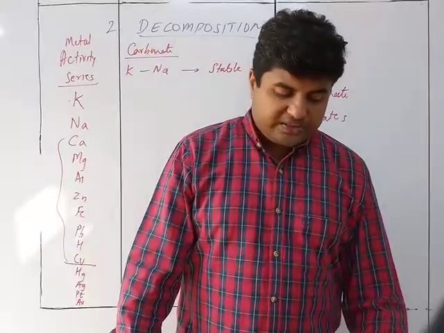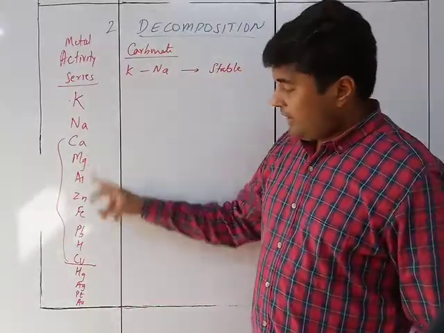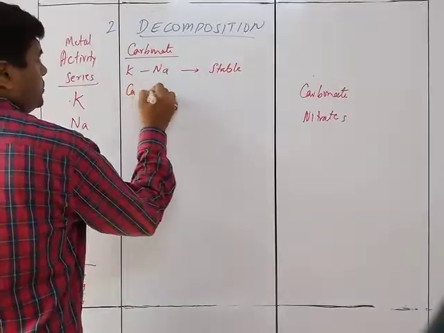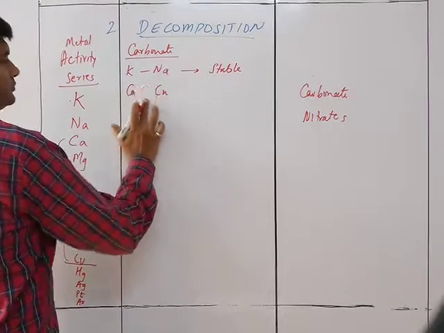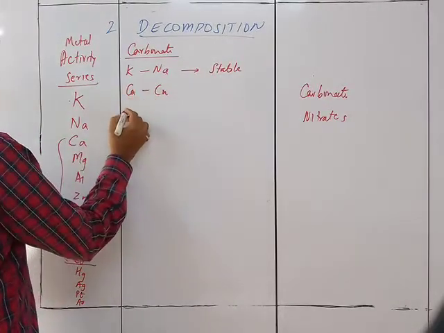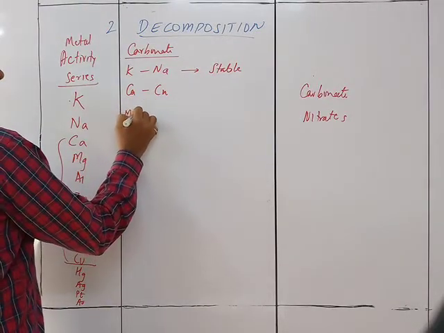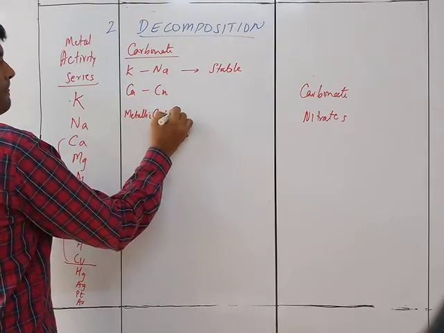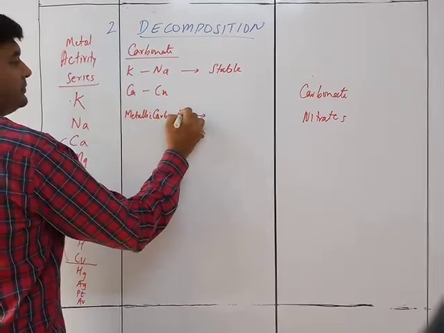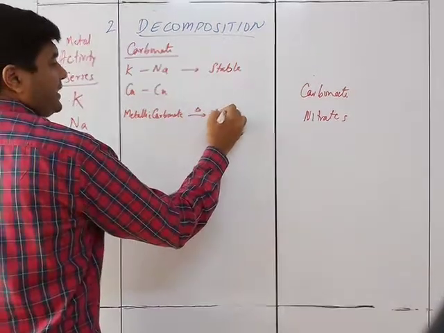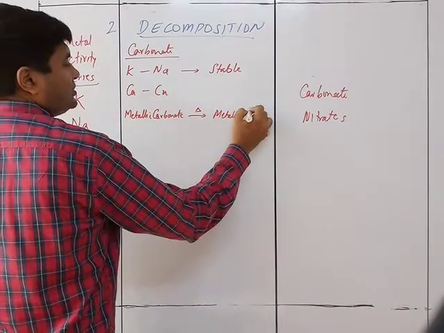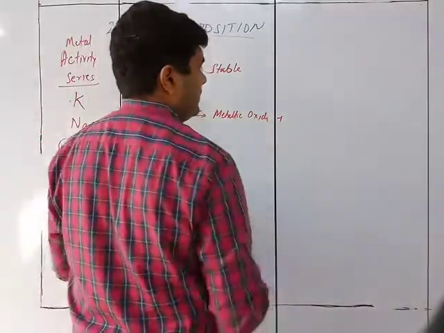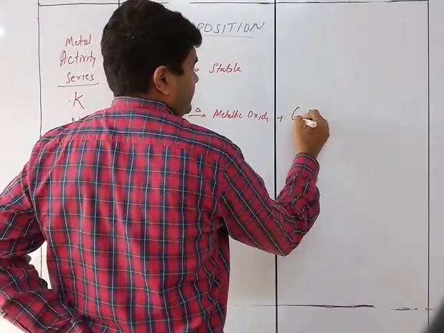But once we start with Ca again to Cu, from Ca to Cu, what is going to happen is metallic carbonate on heating will give me metallic oxide plus carbon dioxide.